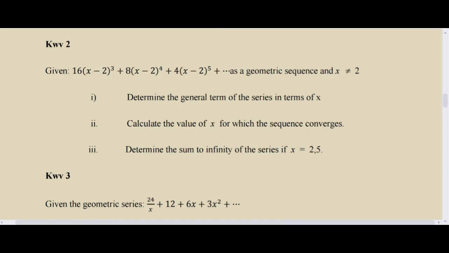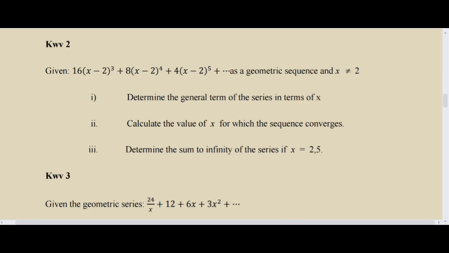In today's lesson, we're going to be looking at geometric sequences. Without any further ado, let's look at the questions that we have here. It says, given this pattern as a geometric sequence, where x is not equal to 2. So why are they saying x should not be equal to 2?